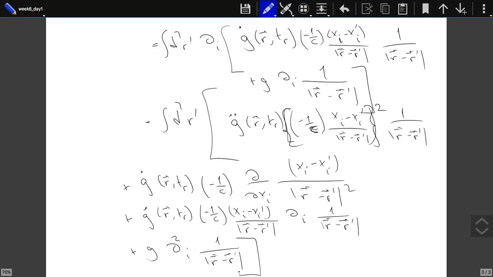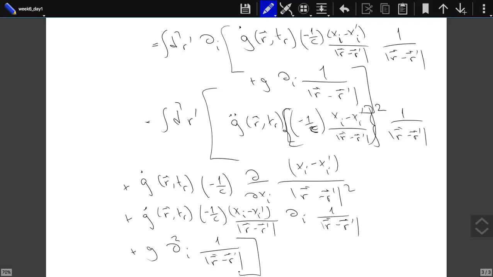Are you following what I did? Okay, so there I have a g dot. I need to take its derivative. Its derivative becomes g double dot times one of these factors. I already have another factor, so that's why I have the square over here, and what is left is 1 over r minus r prime.